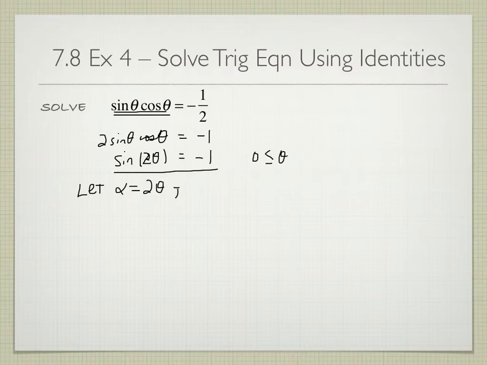Okay, this is when theta is between 0 and 2 pi. So now what does alpha have to be? Because it's 2 theta, it's twice that. We're going to multiply everything by 2. So this is our domain.